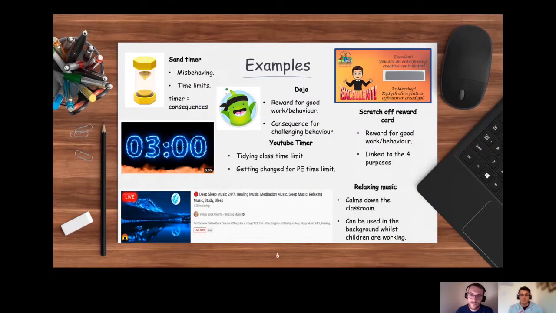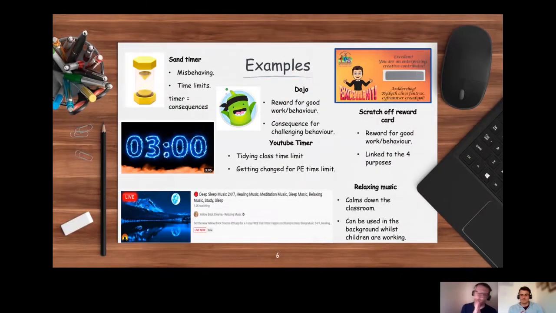Down the bottom, you see music on YouTube, just calm, nice, gentle music I'll play in the background. It'll help them relax, let them focus on the task at hand. I've seen this on Twitter, so I'm not taking any credit for this, but it's a fantastic idea. It's a reward card. So you can reward the children for doing something and you scratch it off, like a scratch card. You've scratched it off, and behind there is a different reward.